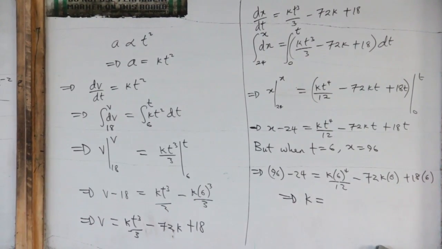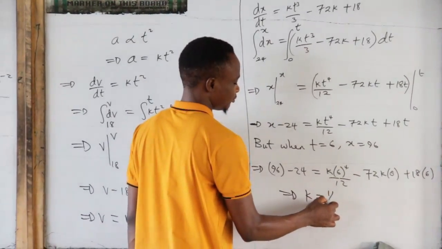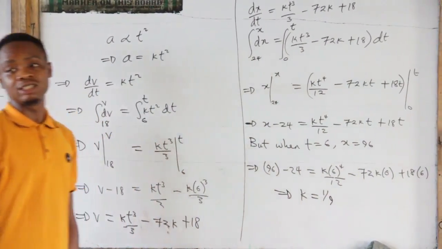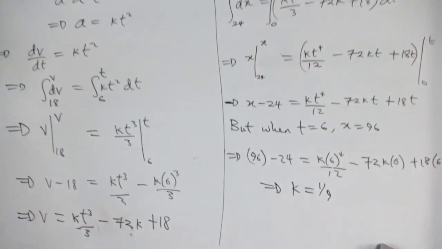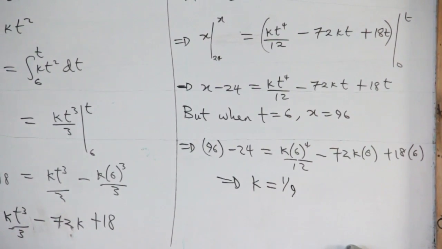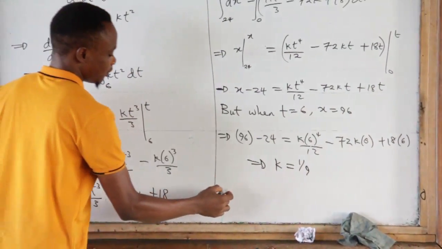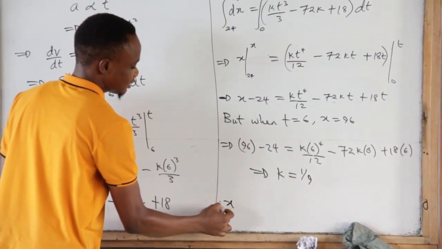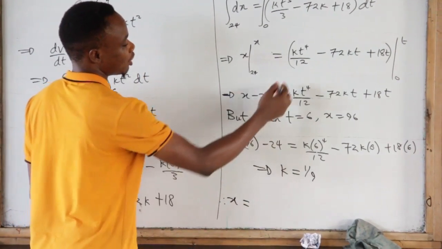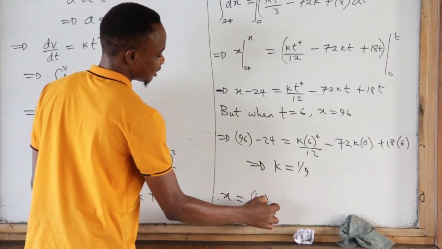1/9. Okay, k equals 1/9. So having established this, we can now get actual expressions for v, for a, and for x. Is that clear? So we can get an actual expression for x now. When you substitute 1/9 here, what are you going to get? That means x equals, so I'll put 1/9 here. Do you understand that?